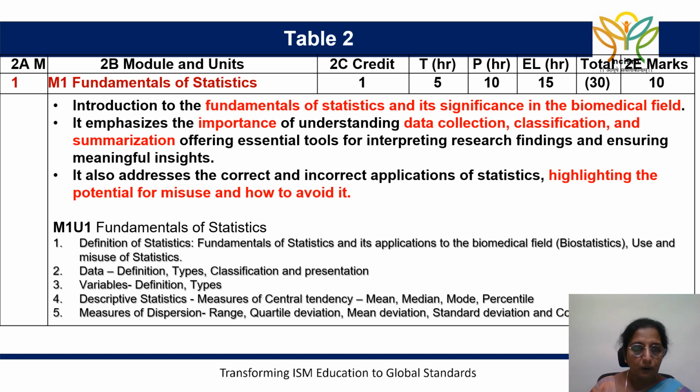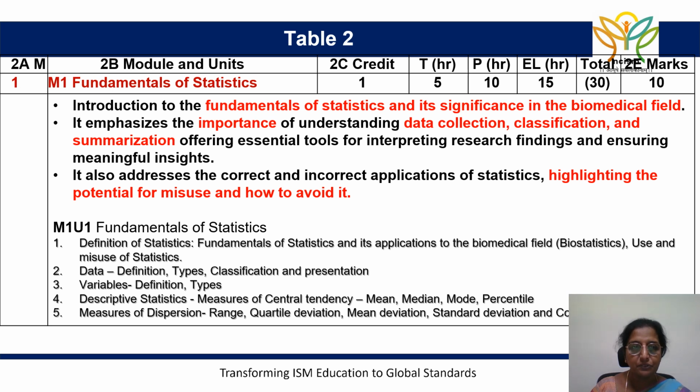Coming to module 1, it consists of one unit with a broad title, Fundamentals of Statistics, and the subtopics are Definition of Statistics, Data, Variables, Descriptive Statistics, Measures of Dispersion. And the subtopic contents also have been shown. So it carries 1 credit with 30 notional learning hours and 10 marks assigned for the university examination.